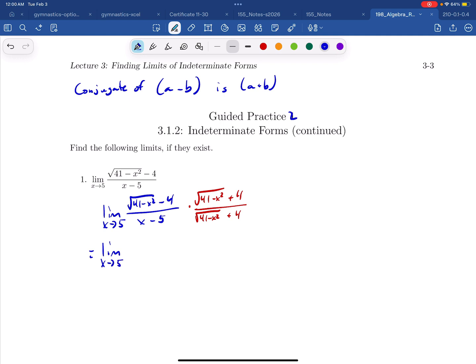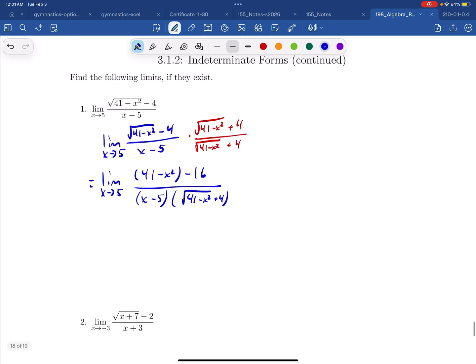And we're going to get 41 minus x squared minus 16 all over x minus 5 times all this junk, which again we do not simplify. Now let's be a little careful here, right? We need to simplify. Remember we always simplify the top. Look what happens here. We get 25 minus x squared, and on the bottom we continue to have this stuff.